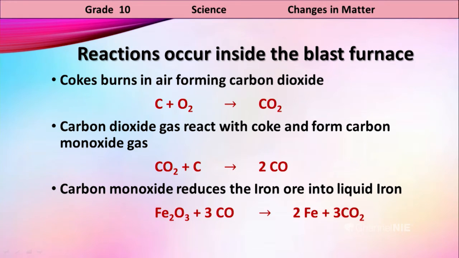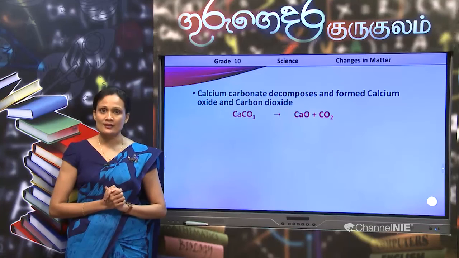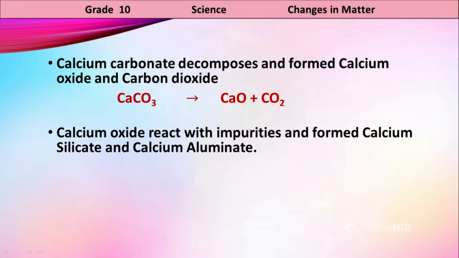If we consider the iron ore, not only hematite is present, there are also some impurities with hematite like silica or alumina. So we need to remove those impurities. For that we use calcium carbonate. Because of the heat inside the furnace, the calcium carbonate decomposes and forms calcium oxide and carbon dioxide. That calcium oxide reacts with the impurities and forms calcium silicate and calcium aluminate.